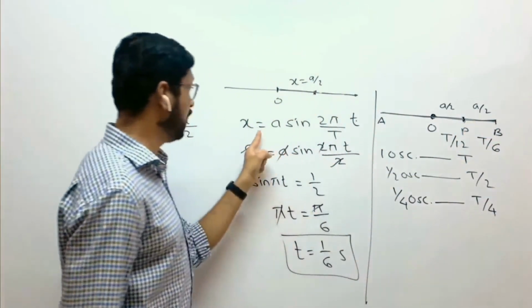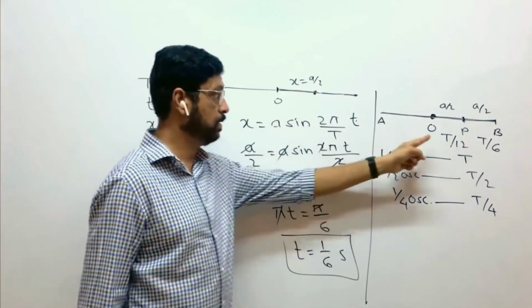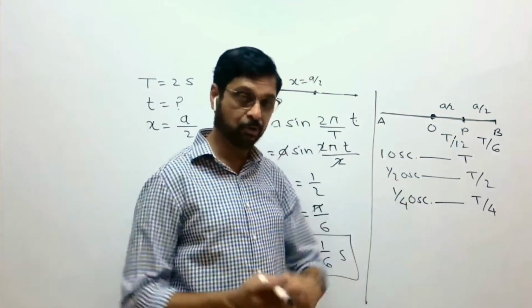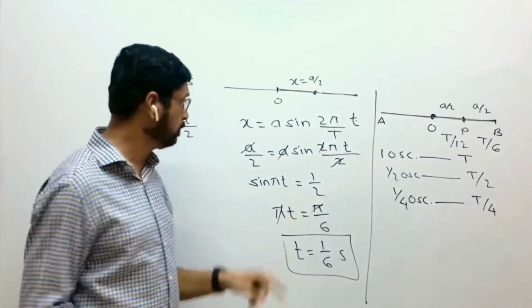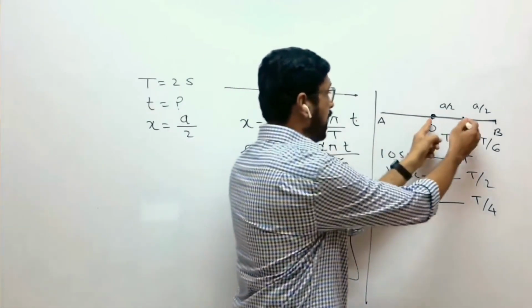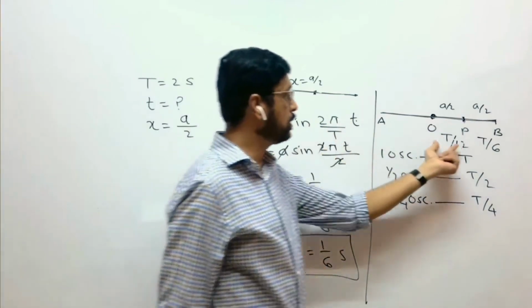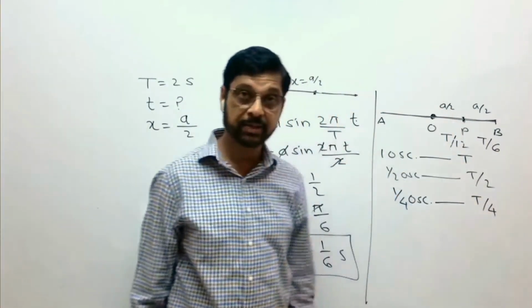अगर इस फॉर्मूला में हम ये वैल्यूज डालें, okay, so you'll get this T by 12 and T by 6. We don't have to go into that. वैसे आप चाहे तो ट्राई कर सकते हो. X कितना लेंगे? A by 2, A sin 2 pi T by T. So you get T by 12, and this one will be T by 6.